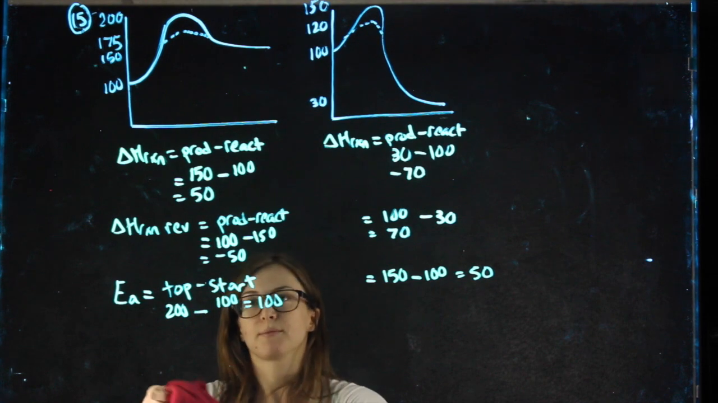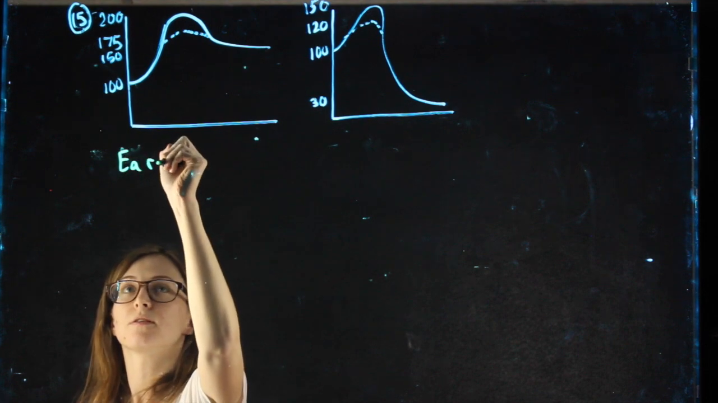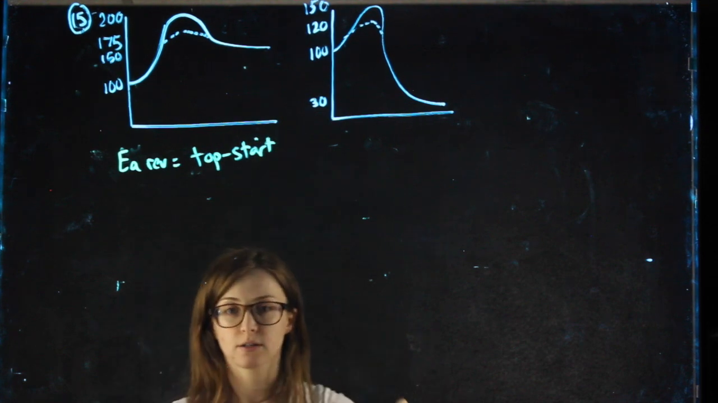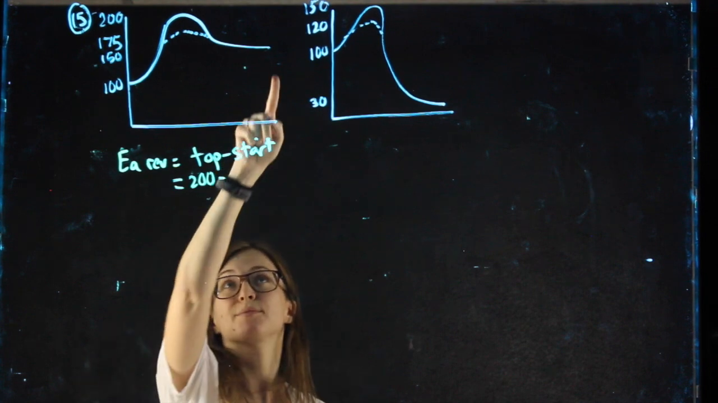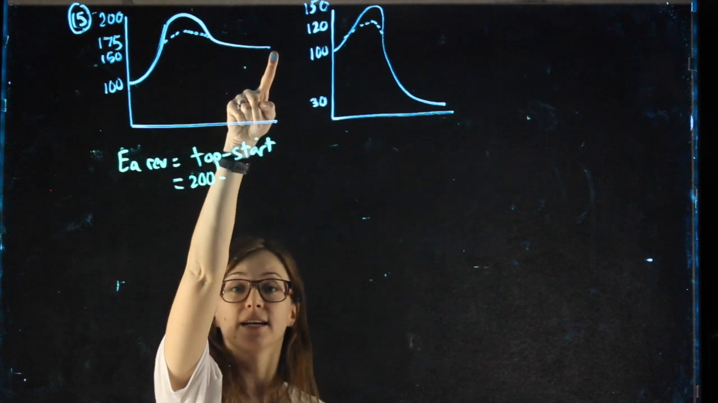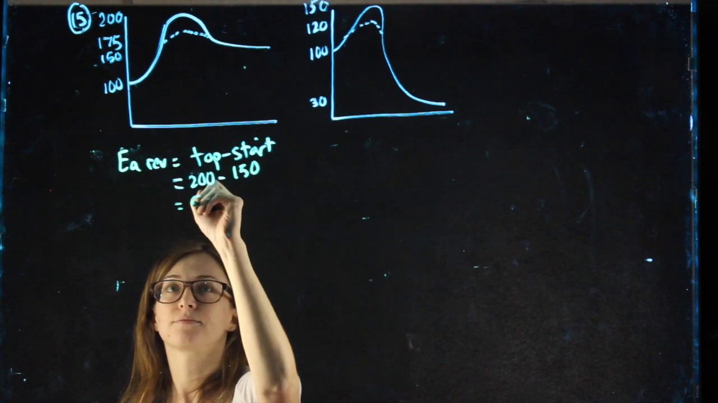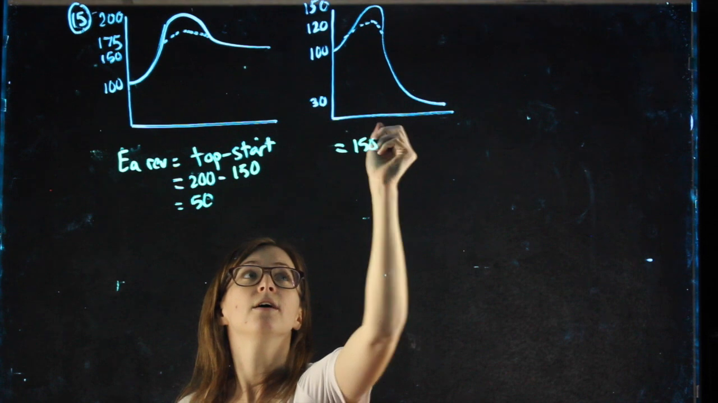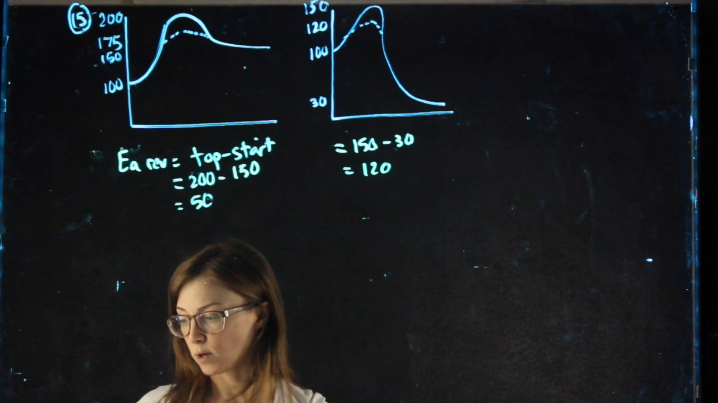Activation energy reverse, let me erase these actually. Activation energy reverse. Reverse doesn't change the formula. It's still top minus start. So the top of this reaction is still 200, but reverse means I'm starting over here instead of over there. So in this one, the number I'm actually plugging in does change. I'm not using 100 anymore. Instead, I'm using 150. For this one, top is still 150, but my start is now 30. So I get 120.